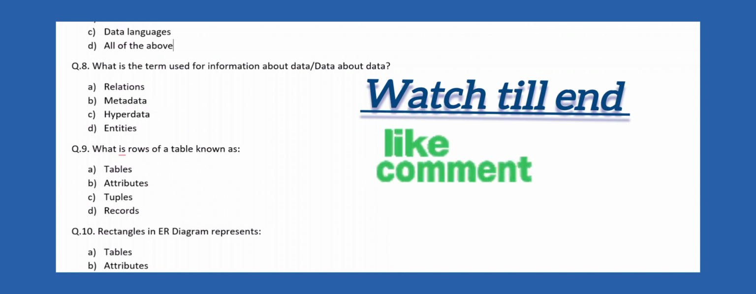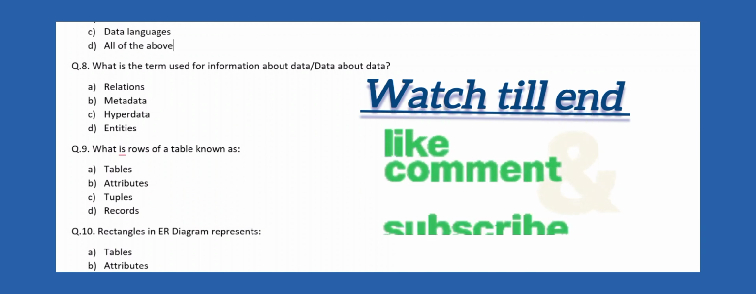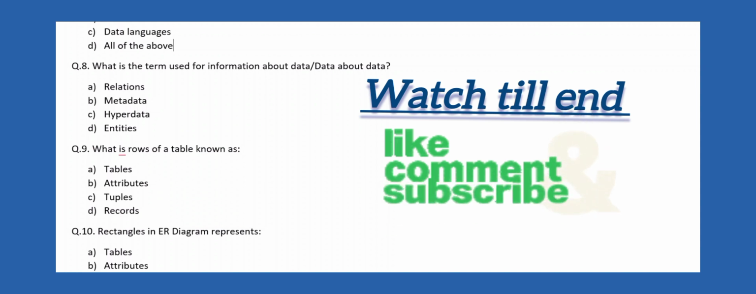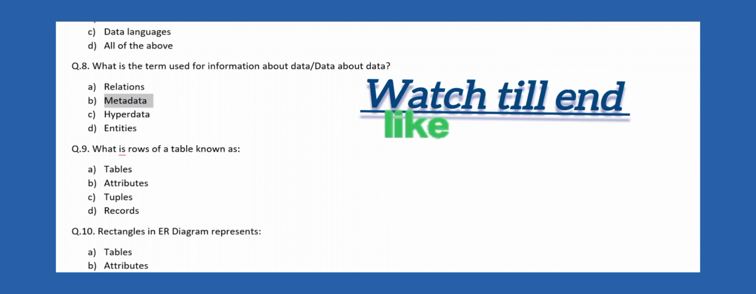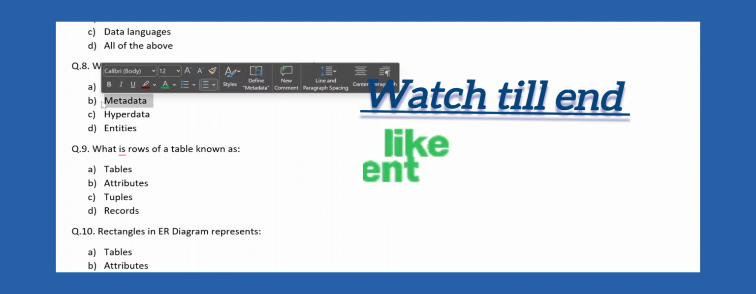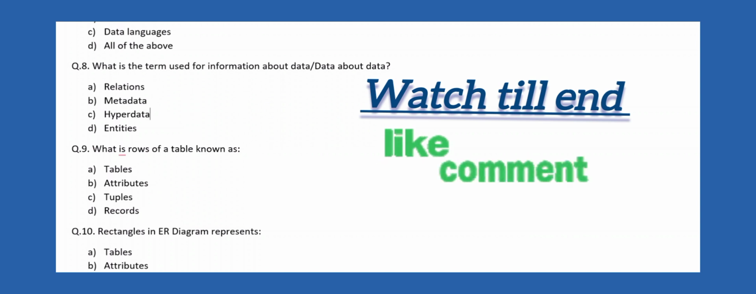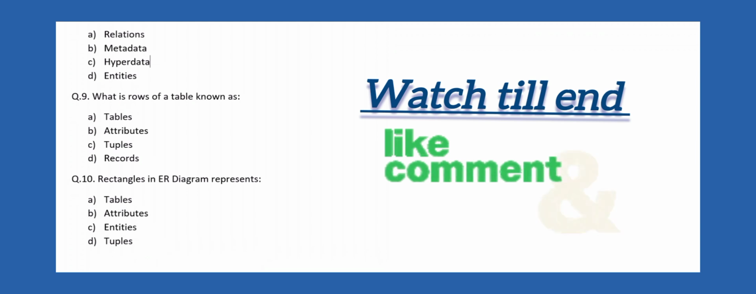So the correct answer is, we use the term metadata about data, or we can say information about data. So we have option B. This one is the correct answer for this question. That is, what is the term used for information about data? So the answer is, metadata is a term used for information about data or data about data. And this is also called data dictionary in terms of database, which stores all the information about data.